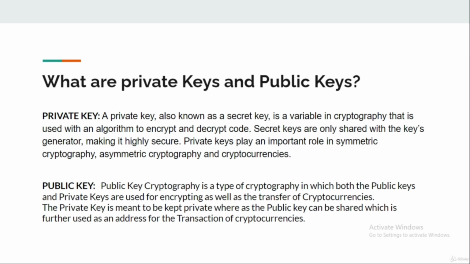Public key. Public key cryptography is a type of cryptography in which both the public keys and private keys are used for encrypting as well as for the transfer of cryptocurrencies. The private key is meant to be kept private, whereas the public key can be shared, which is further used as an address for transactions of cryptocurrencies.